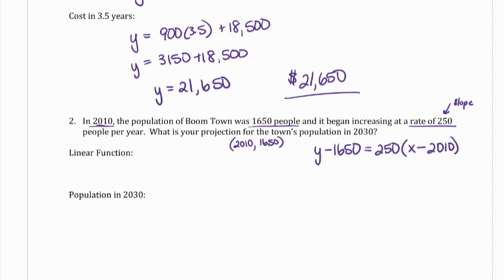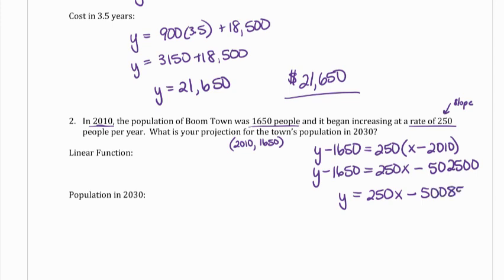Okay, so then I can distribute the 250. Y minus 1650 equals 250x, and then 250 times 2010. Whoops, that doesn't seem right. Let's try that again. 250 times 2010 would be negative 502,500. And then I'm going to add my 1650 over. So I'll get y equals 250x minus, if I add that, 500,850.